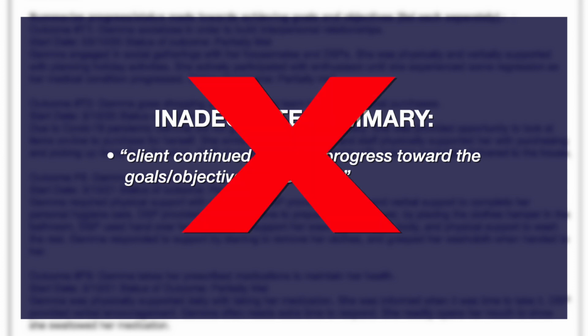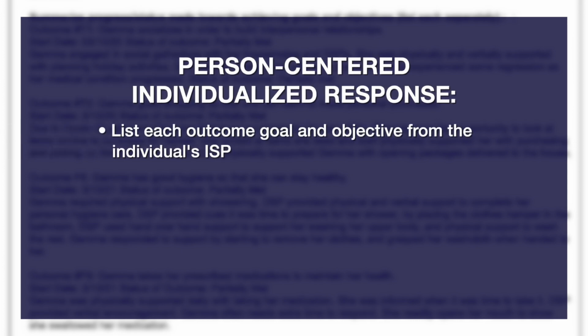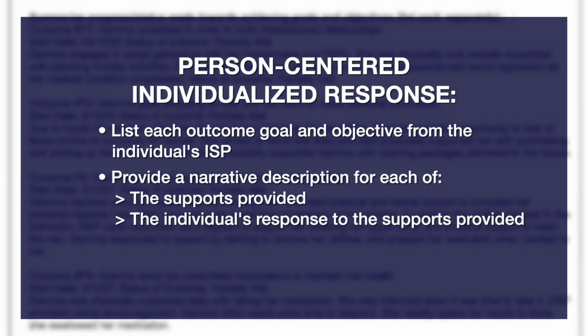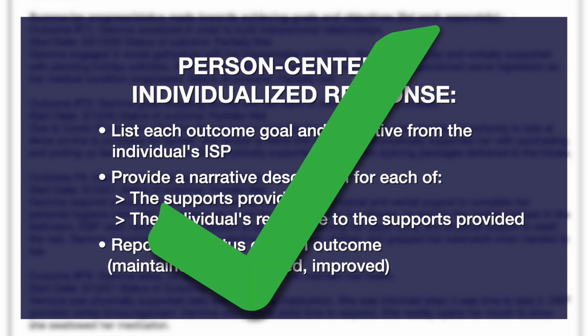A more person-centered and individualized response will list each outcome, goal, and objective from the individual's ISP. Each should include a narrative description of the supports provided and the individual's response to the supports. Additionally, you must report the status of each outcome, noting whether it was maintained, deteriorated, or improved during their stay.